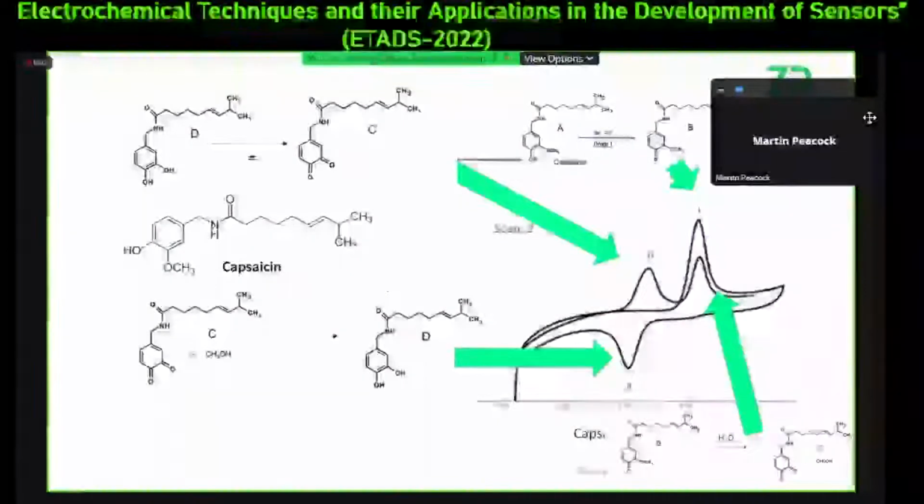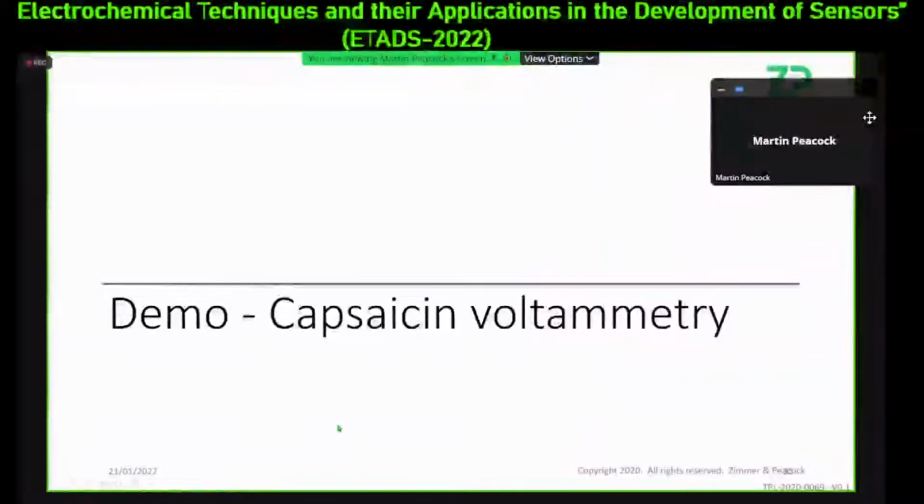And it's because during the first scan, we do the oxidation of capsaicin, it reacts with water, we get a new molecule. The new molecule is reoxidized in the second scan. So that's why capsaicin is quite, let's say, unusual.